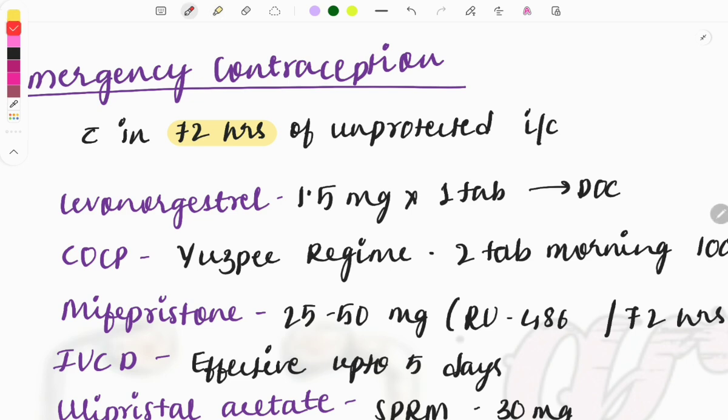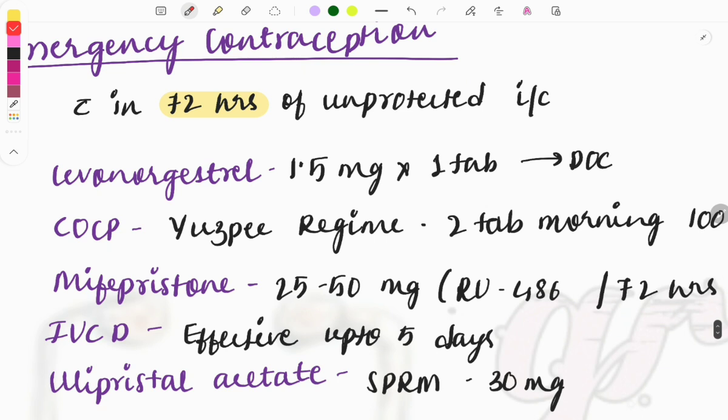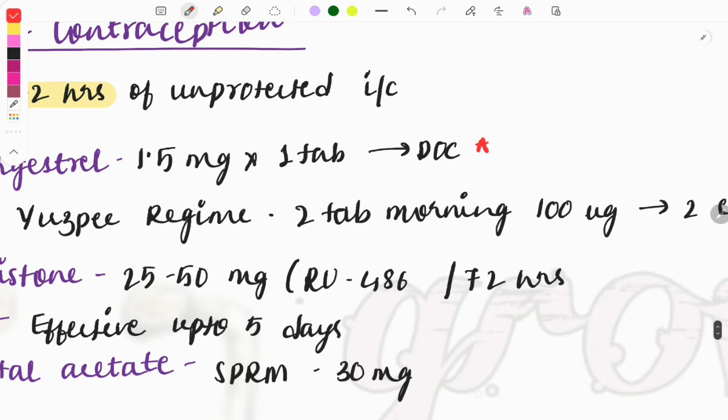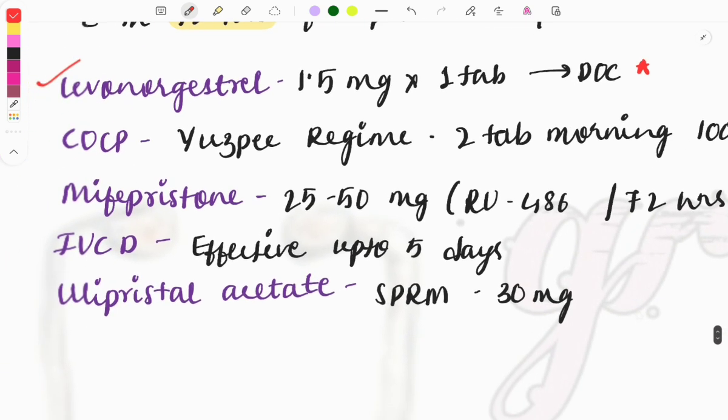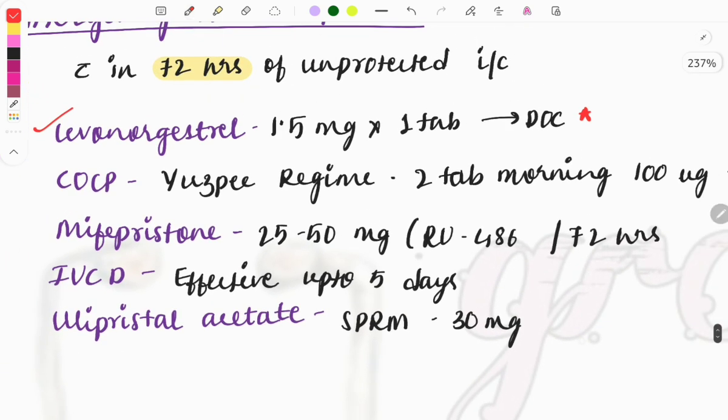Then the most commonly available and most commonly preferred is levonorgestrel, that is the progesterone, because when we take progesterone and then stop, it causes withdrawal and removal of the conception. So 1.5 mg tablet one time, and this is also considered the drug of choice because it is easily available, and it is very easy to take, just a pill, put it in the mouth. Over the counter it is available in all the pharmacies, no prescription is needed. So easy to use and easily available, that's why it is considered the drug of choice.